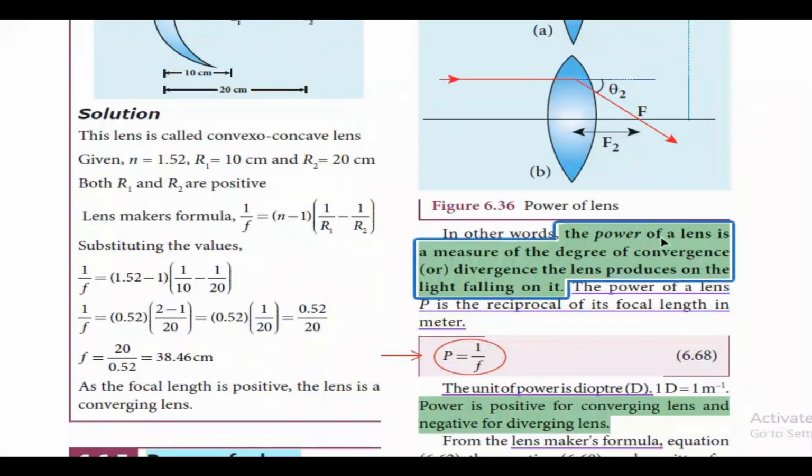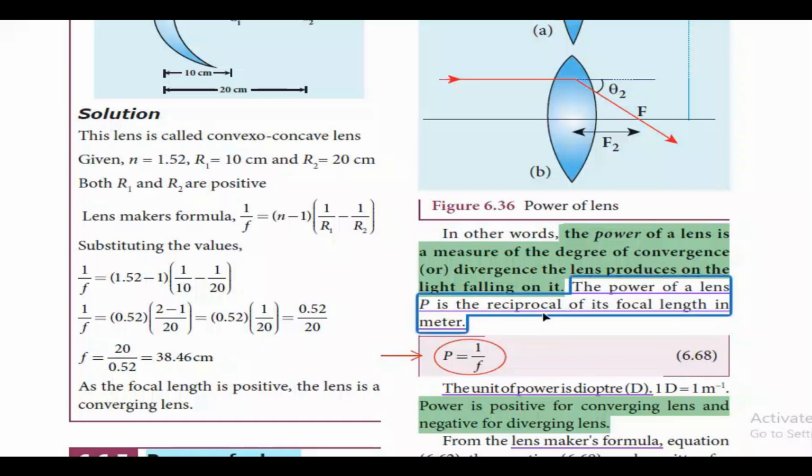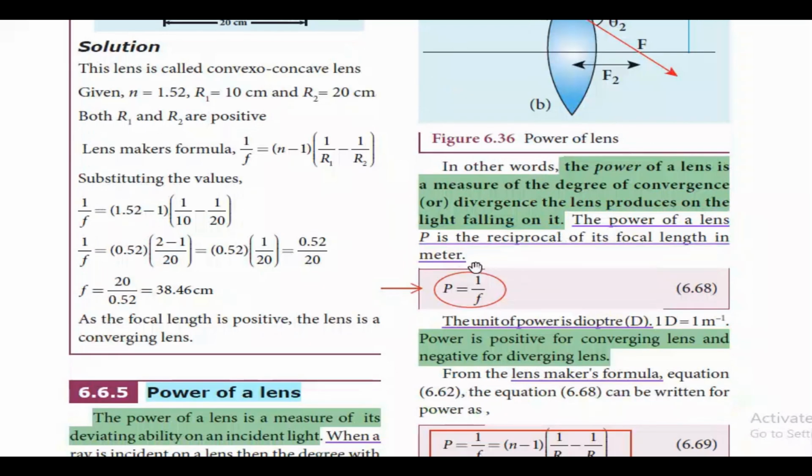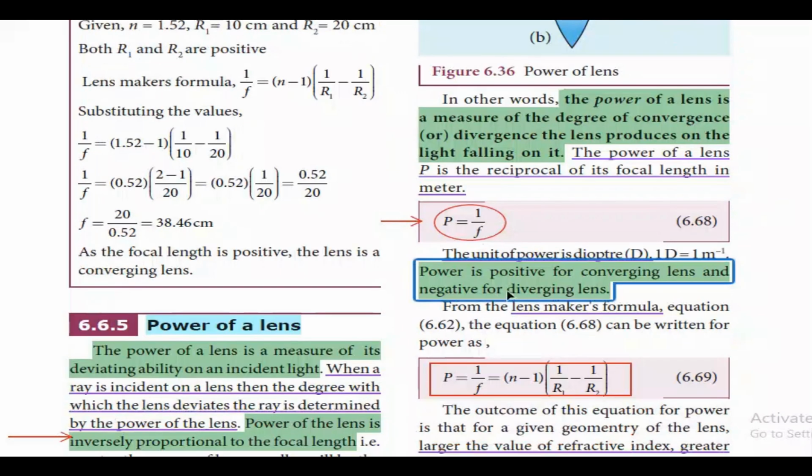The power of a lens is a measure of the degree of convergence or divergence the lens produces on the light falling on it. The power of a lens P is the reciprocal of its focal length in meters, that is P equal to 1 by f. What is the unit of power? It is the diopter, denoted by the letter D, and 1 diopter is equal to 1 meter to the power minus 1. Its power will be positive for a converging lens and negative for a diverging lens.